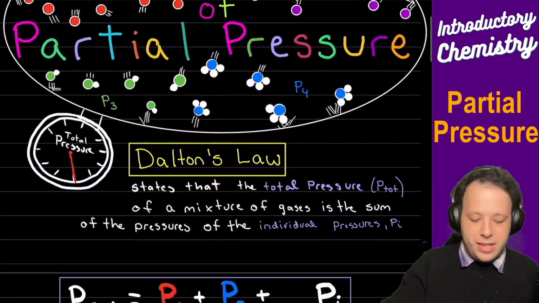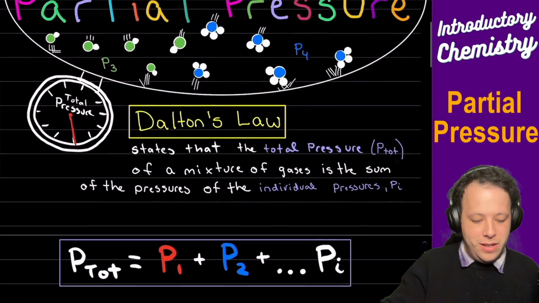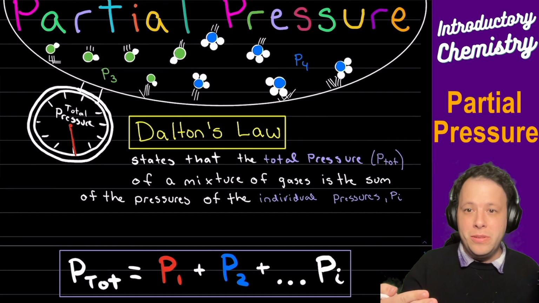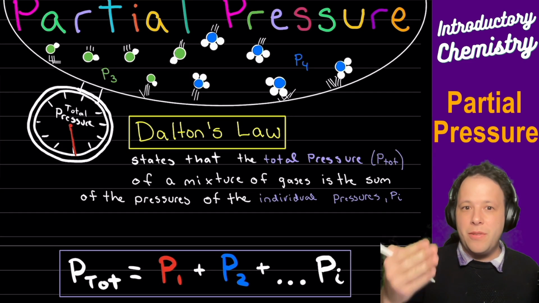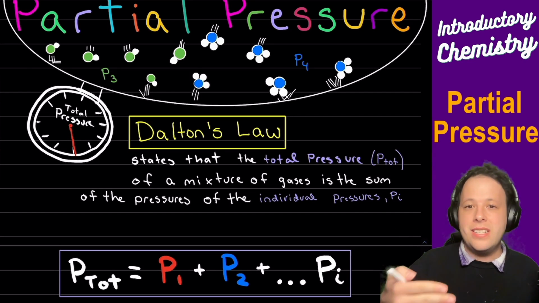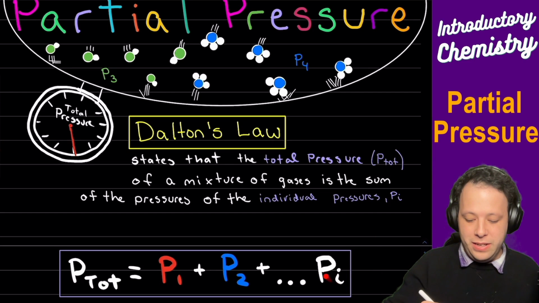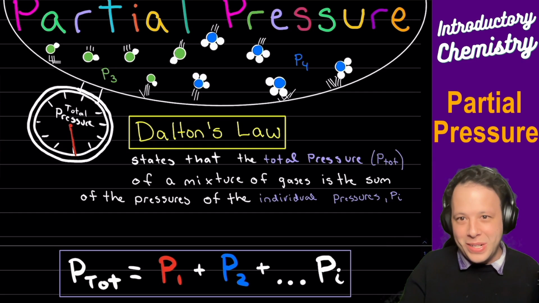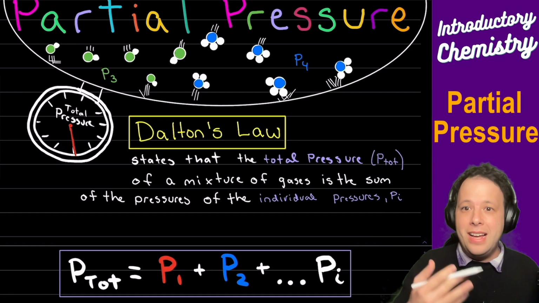What that boils down to is a law that looks very similar to this one. We have P total, which is all gases in your container, equal to the first gas, plus the second gas, plus the third gas, and so on. This is just telling you the pressure of an indefinite number of gases that you could possibly want in your problem. So, we just simply add them all up.